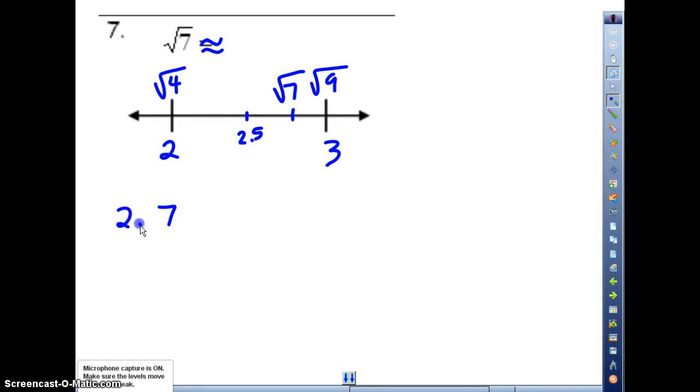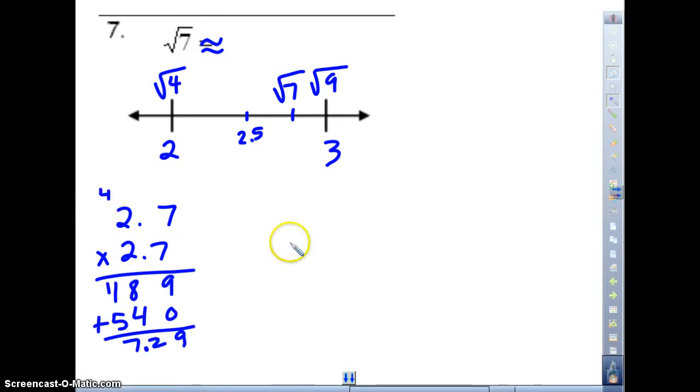Oh, let's try 2.7 times 2.7, all right? And I want you to multiply this out. Okay, I multiplied it out. You can see my work. I put in 2 decimal points. I got 7.29, but I'm looking for 7. So 2.7 was a little bit big. What am I going to try next? I'm looking for 7.00. And I know I'm not going to get exactly that. I'm going to try 2.6 times 2.6. Okay, pause the video. Let's see what you get.